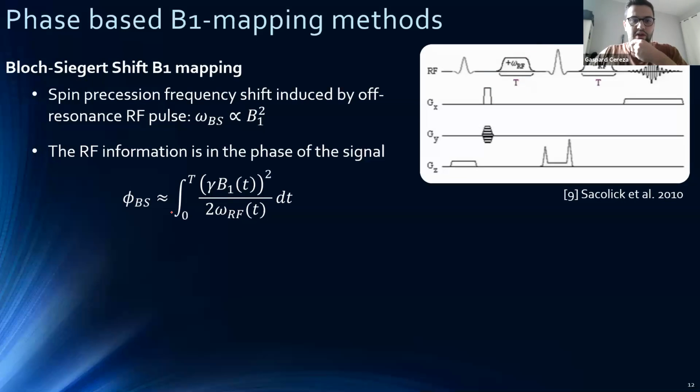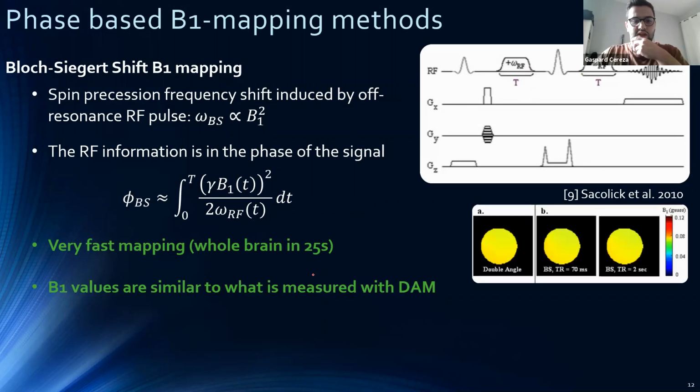So we will just take two images, one with these off-resonance pulses and one without them. And the difference between these images will allow us to find that shift and to recover B1. That's a very fast mapping method because the whole brain can be covered in 25 seconds. And the B1 values that we can find with that method are really close to what can be found with DAM, so the double angle method. Here we can see the different B1 values, the B1 maps.